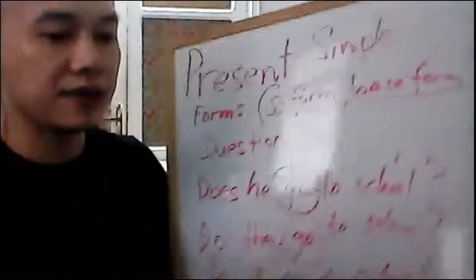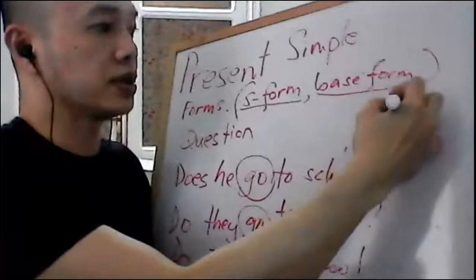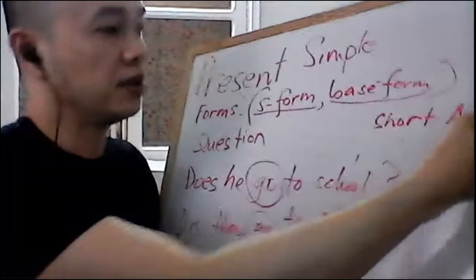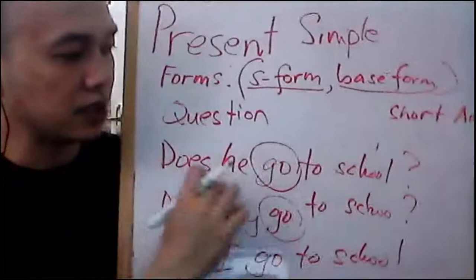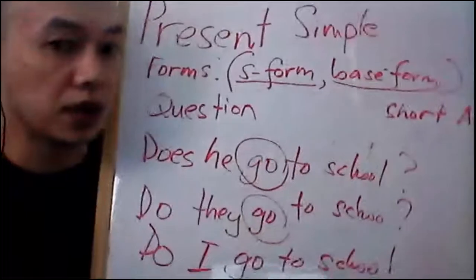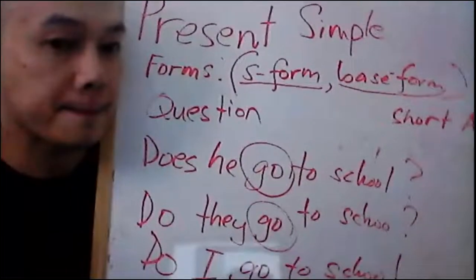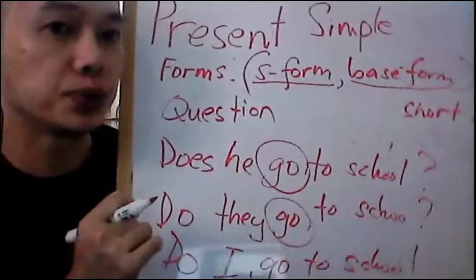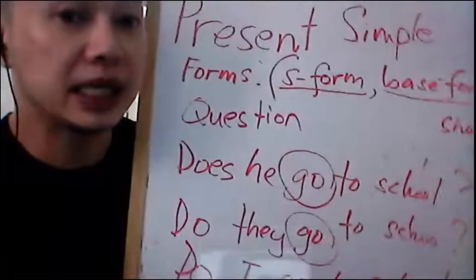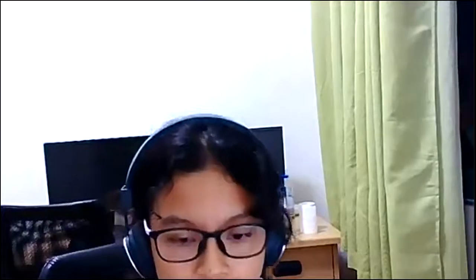Okay, now let's have how to make short answers with present simple. For short answers, if your question is does he go to school, what will be the yes answer? How do you answer that with yes? Yes, he does. All right, very good. How about if the answer is no? No, he doesn't. Okay, no, he doesn't.